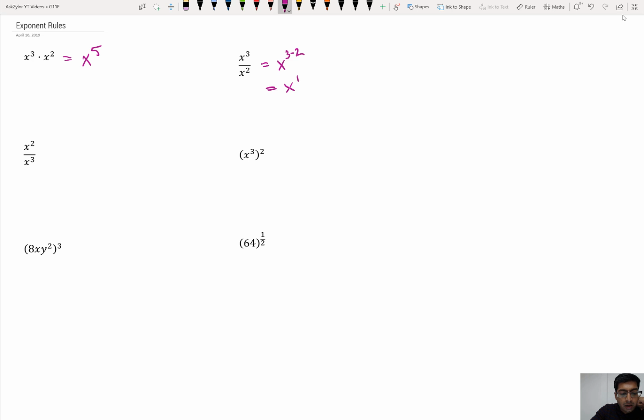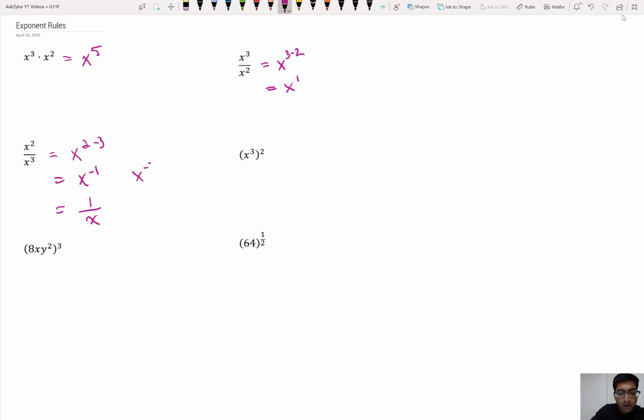Now, if you're dividing and you end up with a negative exponent, so for instance, here we have x to the power of 2 minus 3, which gives us x to the power of negative 1. So now we have a negative exponent. Well, we can deal with that, and the way to deal with it is to put it in the denominator. So it's called taking the reciprocal. So this becomes 1 over x.